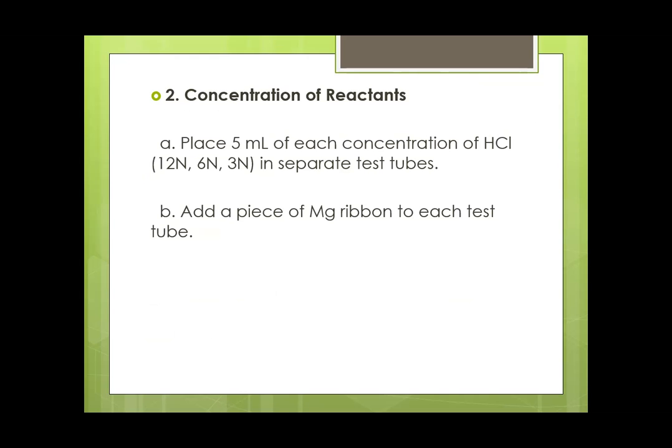Concentration of reactants. A. Place 5 ml of each concentration of hydrochloric acid, 12N, 6N, 3N in separate test tubes. B. Add a piece of magnesium ribbon to each test tube.